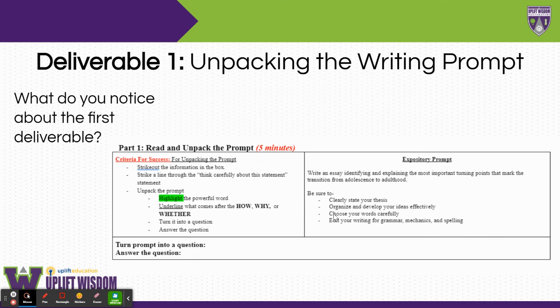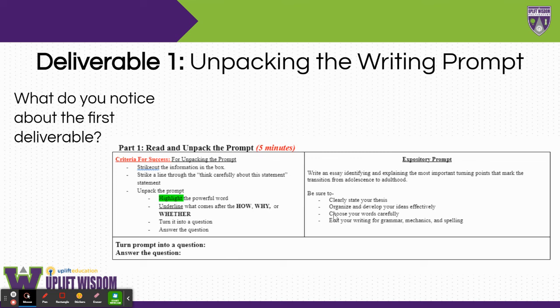Unpack the prompt. Highlight the powerful word. So I need to make sure every scholar has that same word highlighted. If they don't, then I need to come back and explain what a powerful word is. So this lets you know in real time where scholars are stopping or where they're not understanding and where you need to stop.